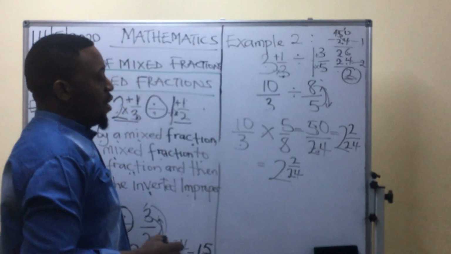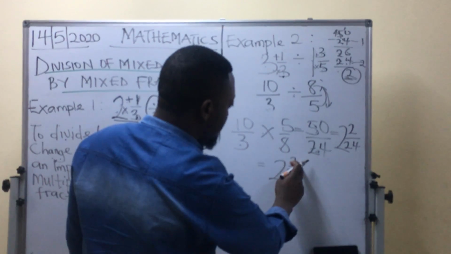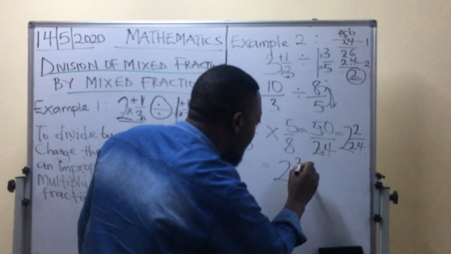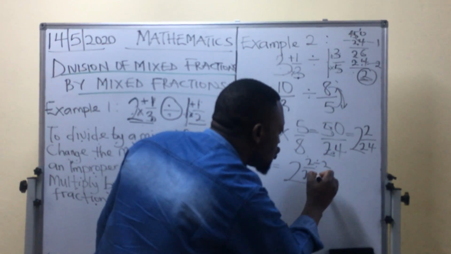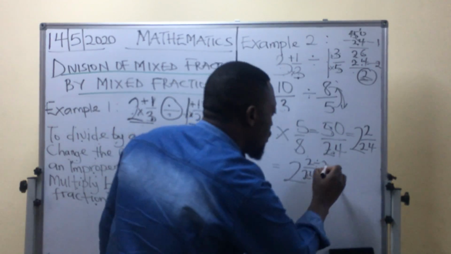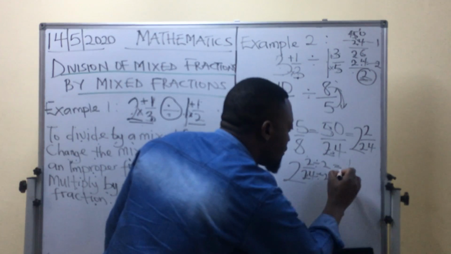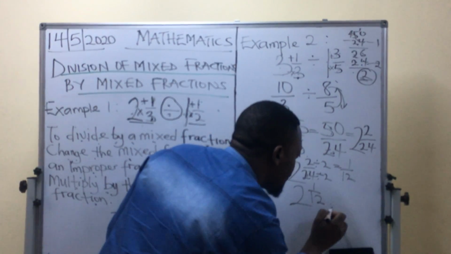You see, if you can see this now, 2 and 24. This is an even number, this is also an even number. You have to simplify this to the lowest terms. So that means 2 will divide 2 here, 2 will also divide 24. And 2 divided by 2 will give us 1. And 24 divided by 2 will give us 12. So that means the answer will now be 2 whole number 1 over 12.